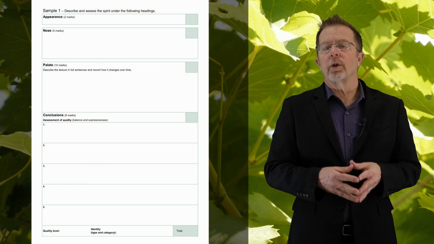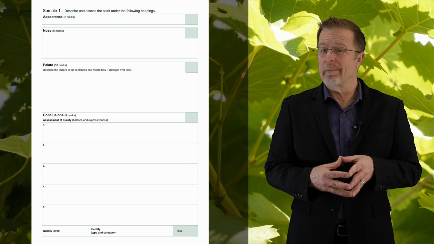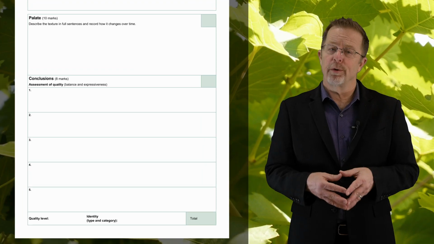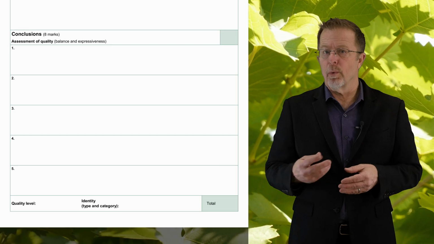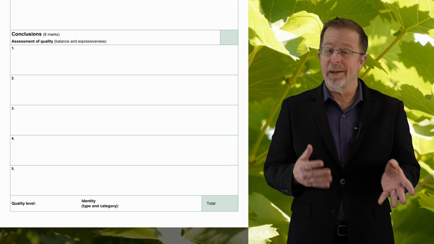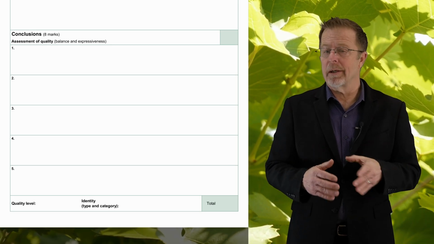Now we've reached the conclusions section. This is worth 8 marks. This is where you have to prove you truly understand the spirit. So let's start with the identity, worth 2 marks. You must correctly identify both the category and the type.